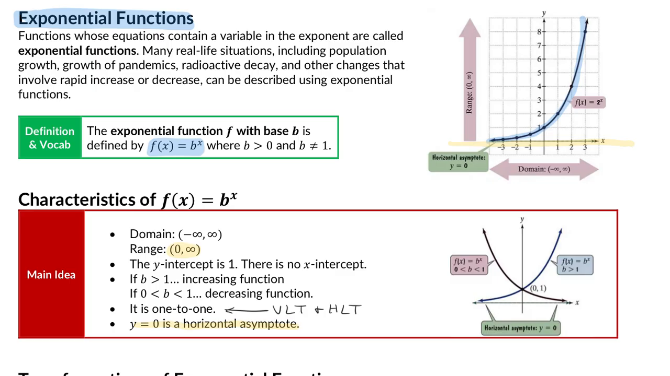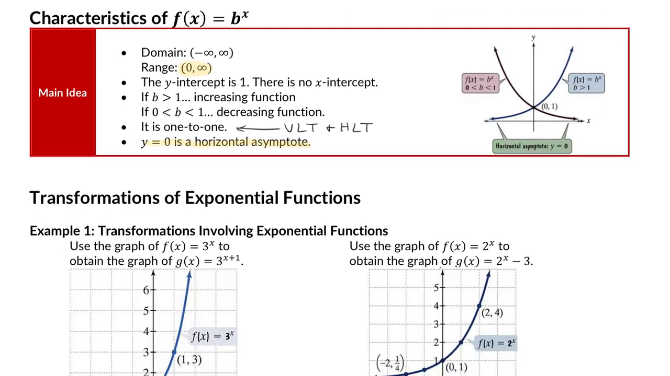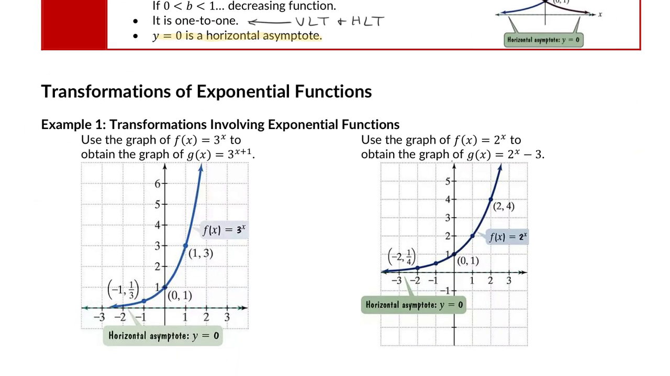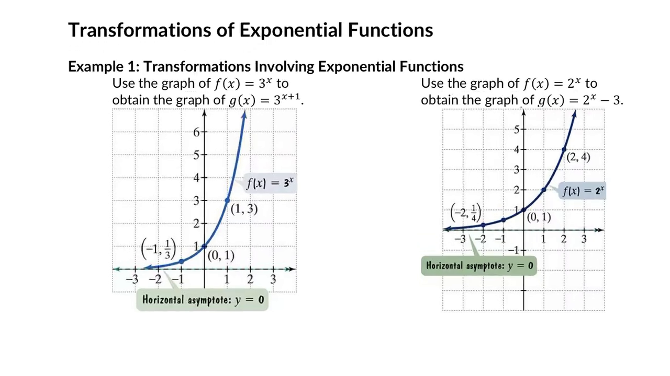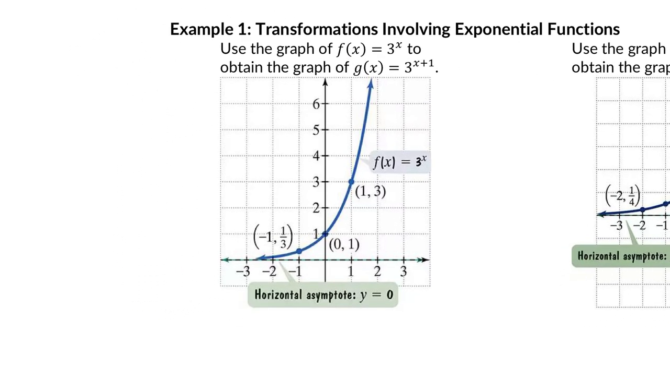Now, all of these characteristics are the characteristics of the non-transformed version of the exponential growth or decay function. If we go to transform it, these characteristics can change. So for example, we're going to transform 2 different graphs down here and just see what that does to the different characteristics. The first one we're going to graph is a base 3 function, so 3 raised to the x power. And we're going to use the graph to obtain the graph of 3 to the x plus 1. So our question when we talk about transformation should always be, is that transformation happening on the inside or the outside of the function?